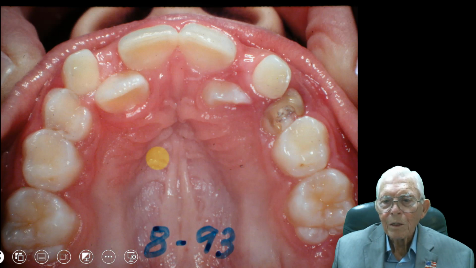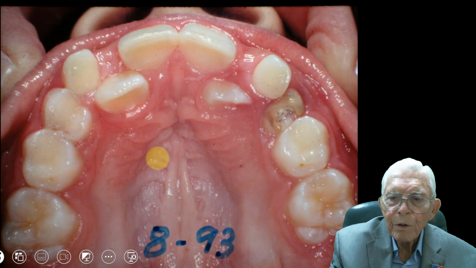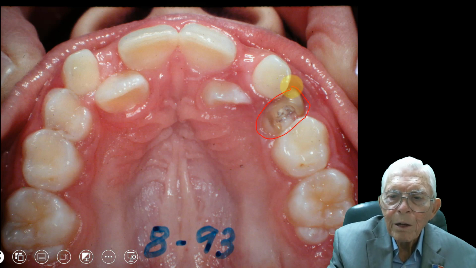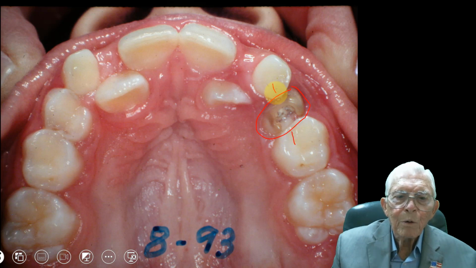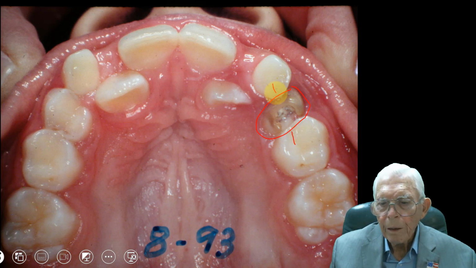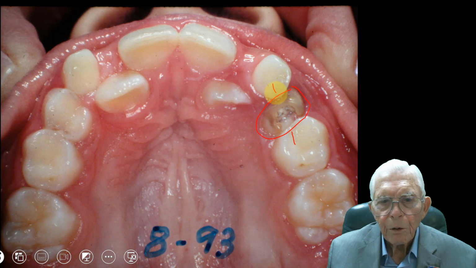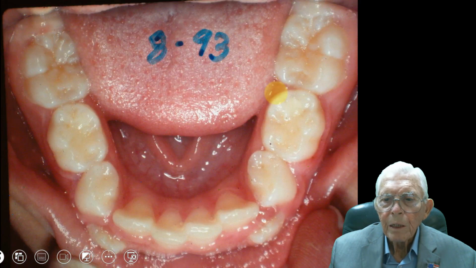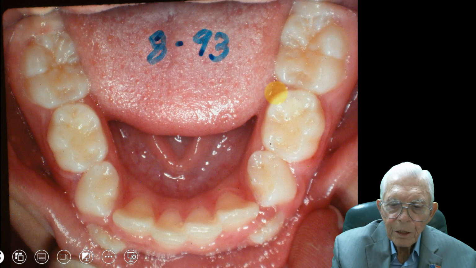Now this is just looking up above, and you can see this tooth that had a stainless steel crown. Well, the crown's gone now, and the teeth have kind of moved together over it. And we have a serious crowding problem in this case right here, which will show up later in the x-rays. Now, another thing about teeth as they erupt into the mouth, this is a cuspid.